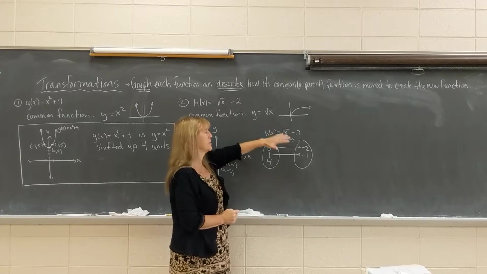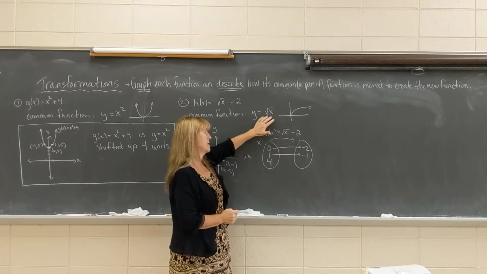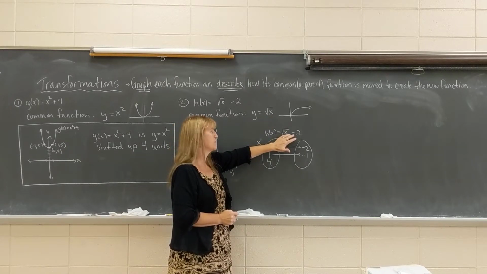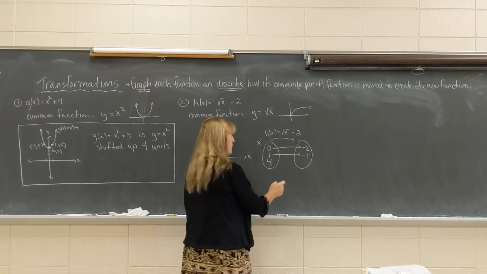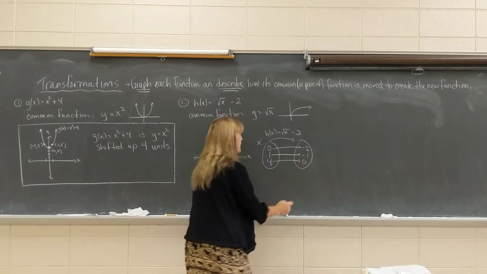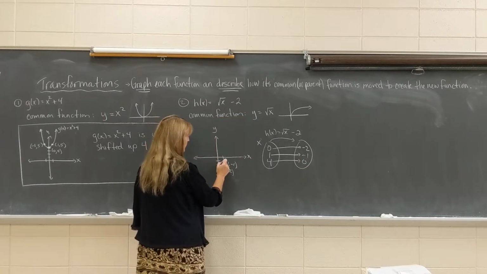I know I was pointing up here, but h of x is this common function being manipulated, so I'm okay looking at that. Square root of 4 is 2. Take away 2 is 0, so 4 is being sent to 0. I'll come over here and plot the point 4, 0.